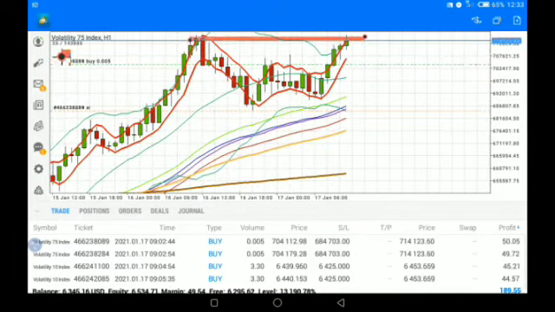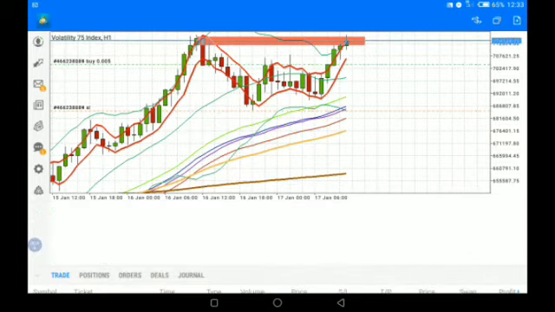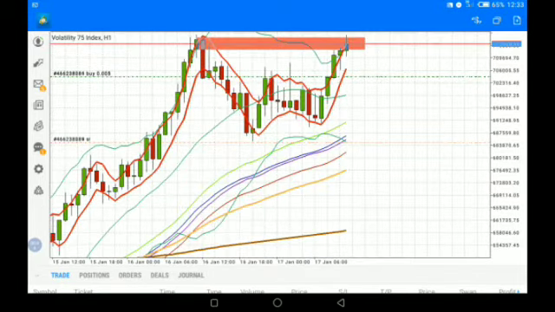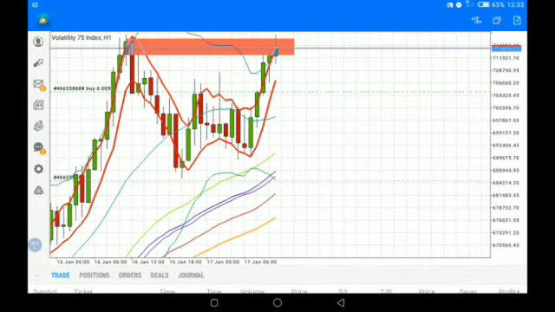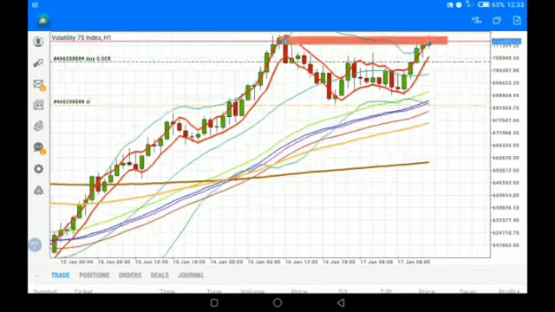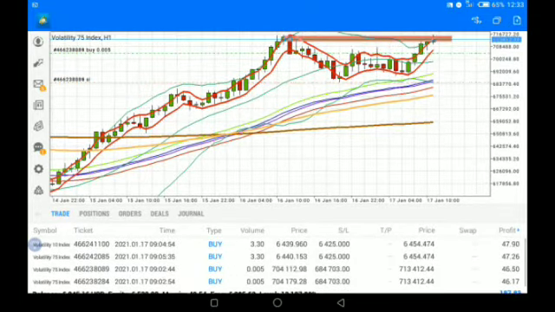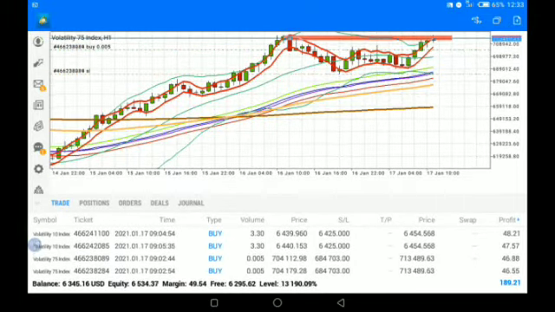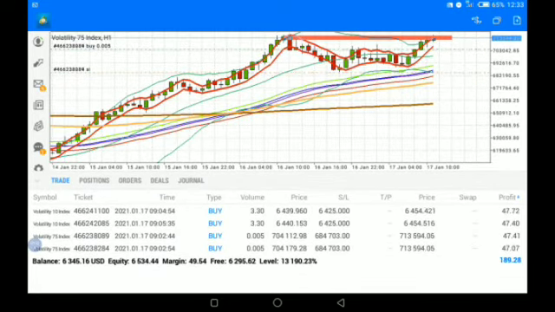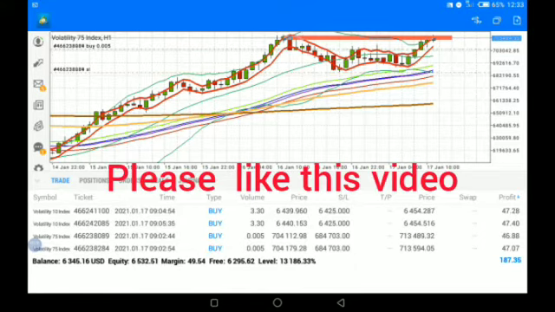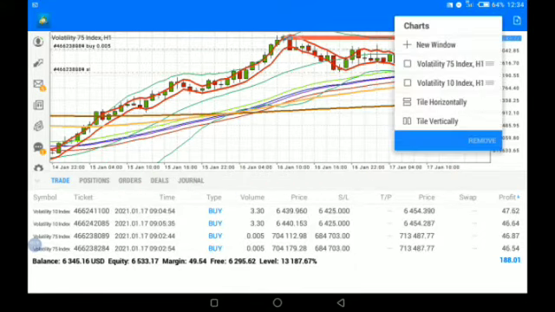I'm expecting it to break this resistance zone. So we're just going to wait and see what becomes of it. You can see how the trade looks now, from when we took the trade and when I took the entry. Right, let's see V10.